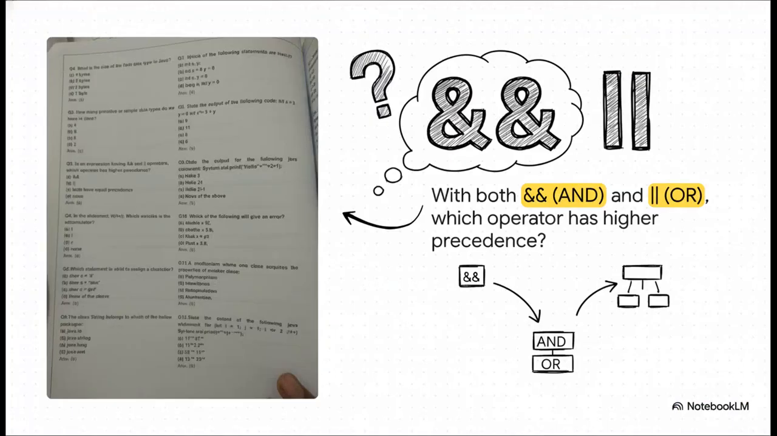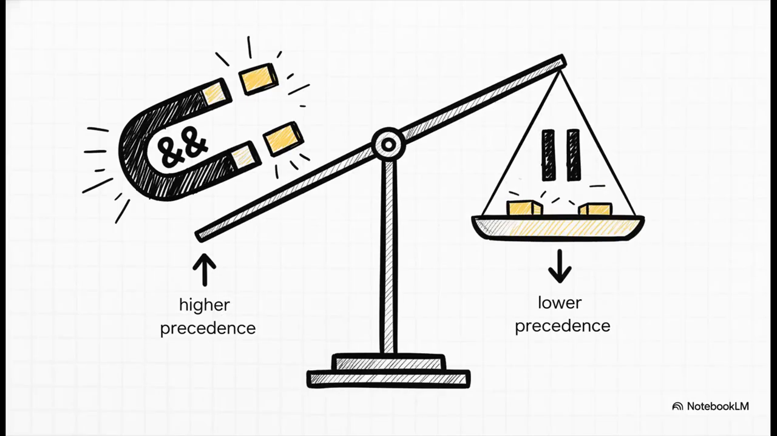So imagine you've written an expression that has both the AND and the OR operators. Does Java just evaluate them in the order that they appear, or does one of them get to cut in line and go first? The AND operator always wins. It has what we call higher precedence, which means it gets evaluated before the OR operator.